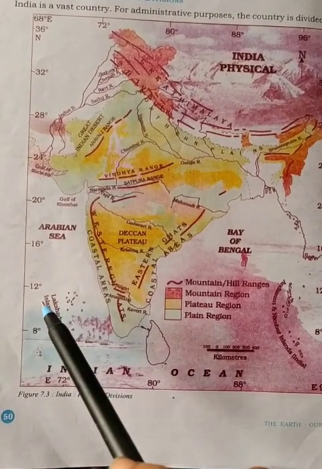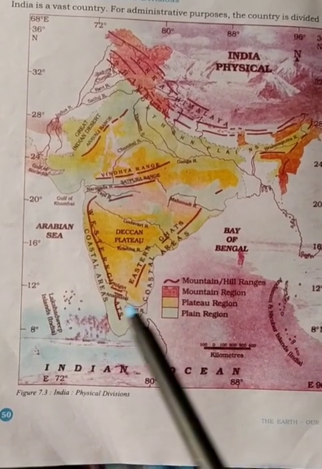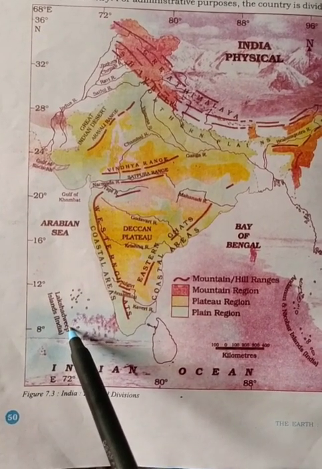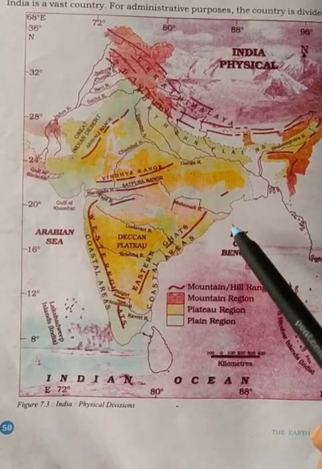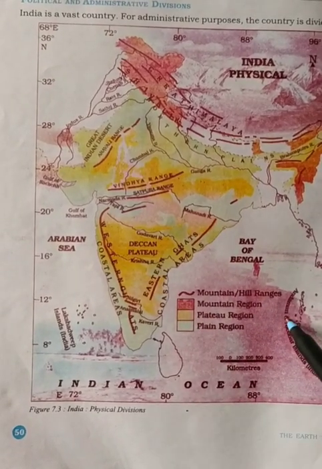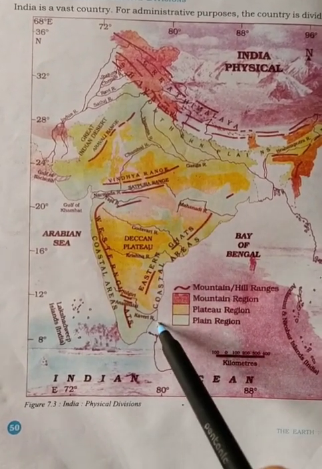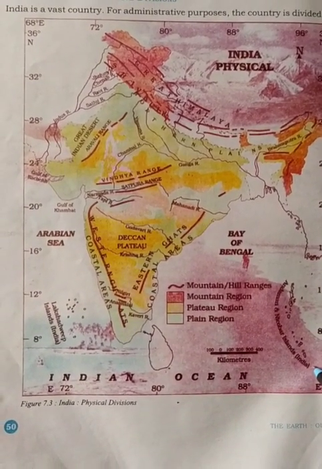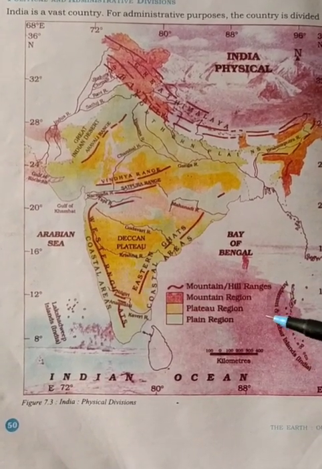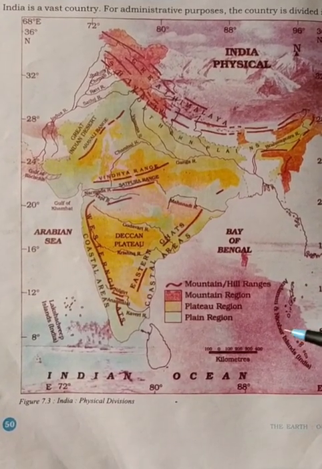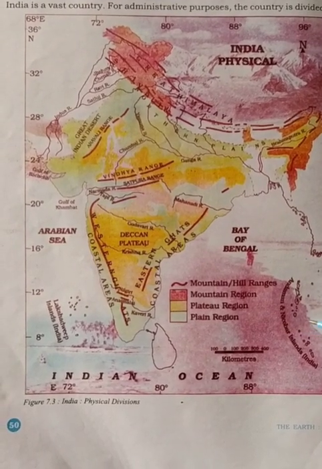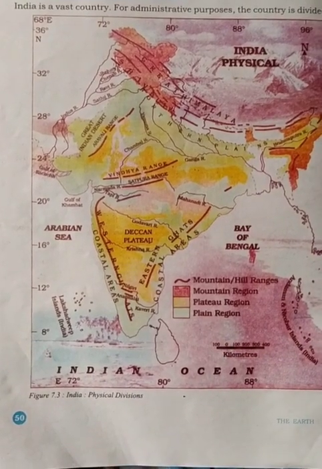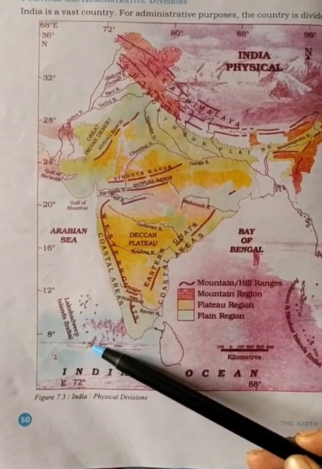Now, if I move on to the islands, in the Arabian Sea on the western side near the Western Ghats, we have Lakshadweep. In the eastern side, in the Bay of Bengal, towards the coastal areas of the Eastern Ghats, we have the Andaman and Nicobar Islands. Andaman and Nicobar Islands are separated by the Ten Degree Channel. And the Lakshadweep Islands are known as Coral Islands.